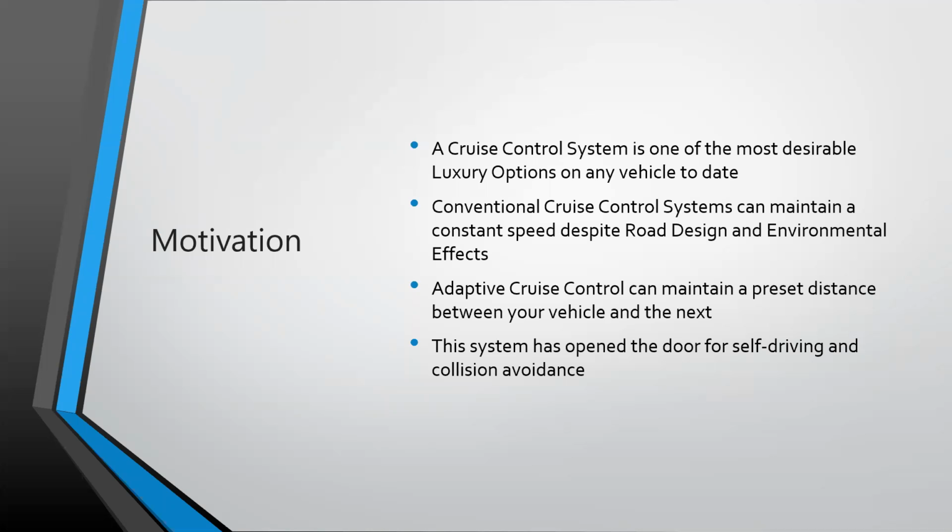The main function of any cruise control system is to maintain a constant preset vehicle speed despite road design and environmental effects on the vehicle. Manufacturers in recent years have advanced this system to maintain a preset distance between your vehicle and the vehicle in front of you. This advanced cruise control system also incorporates the braking system of the vehicle for obstacle and collision avoidance. This advanced system has become known as adaptive cruise control and is being offered as standard equipment on many new vehicles coming off of the lot. In more sophisticated vehicles offered, these systems have advanced to incorporate lane assist and self-driving functions.